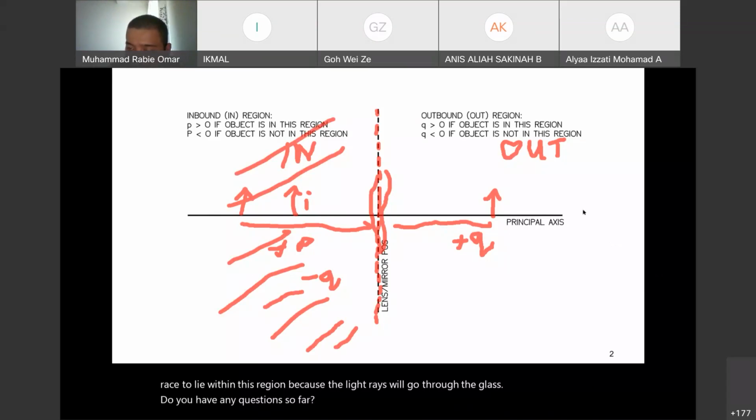Maybe I need to ask you whether you understand this or not. Hopefully everything is clear, yeah?